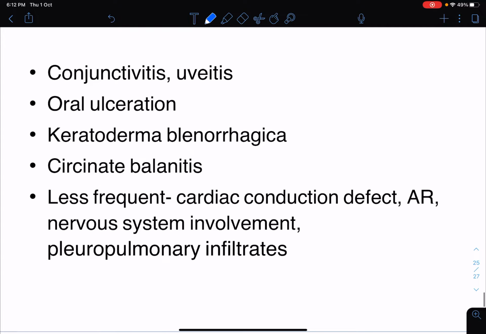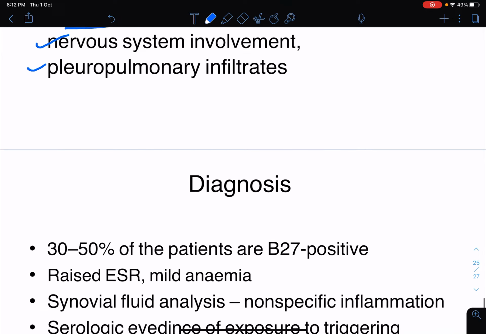In the extra-articular manifestations, the patient will have conjunctivitis or uveitis. There may be oral ulceration. There may be keratoderma blennorrhagicum or circinate balanitis. Less frequently, there may be cardiac conduction defect, aortic regurgitation, or nervous system involvement, or pleuropulmonary infiltrations.